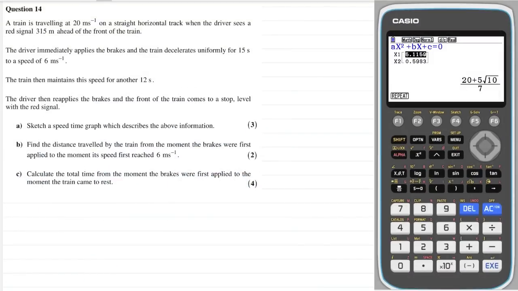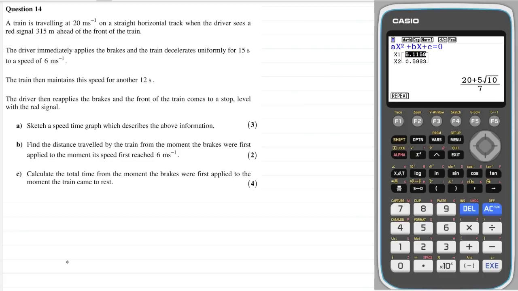Question 14. A train is travelling at 20 meters per second on a straight horizontal track when the driver sees a red signal 315 meters ahead in front of the train. He applies the brakes immediately and the train decelerates uniformly for 15 seconds to a speed of 6 meters per second. The train then maintains this speed for another 12 seconds. The driver then reapplies the brake and the front of the train comes to a stop level with the red signal. Sketch a speed-time graph.